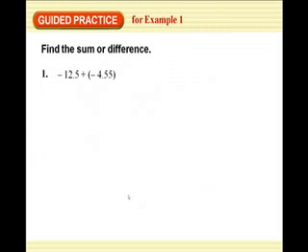Alright, so guided practice. Find the sum or the difference. Again, we're lining up our decimals. They're both negative, so when you add two negatives, it just makes bigger negatives. So 12.5 plus 4.55, being careful to line my decimals up and fill my empty place. 5, 0, carry the 1, 4, 5, 6, 7, and they're both negative, so negative 17.05.